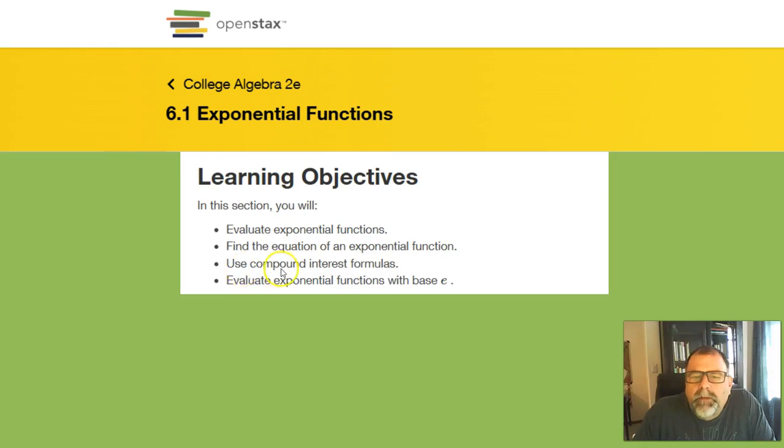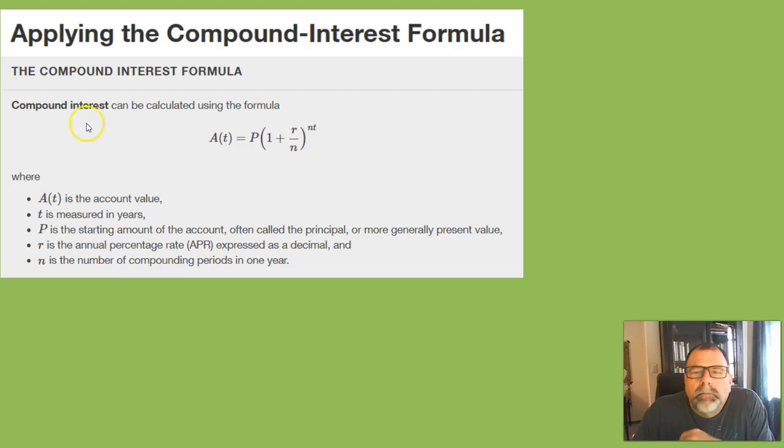Okay, the next objective, use compound interest formulas. Compound interest can be calculated using this formula: A of t equals P times (1 plus r over n) raised to the nt power. So when you type this in the calculator, you should probably put parentheses around the exponents. A of t is the account value. t is the time in years. P is the starting amount in the account, called the principal, or more generally present value. In finance, we'd call that present value.